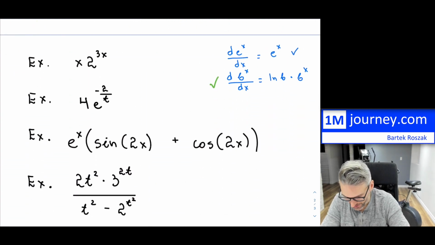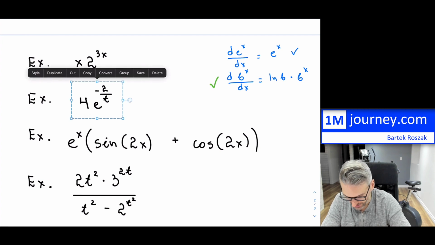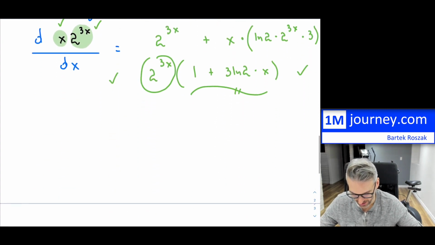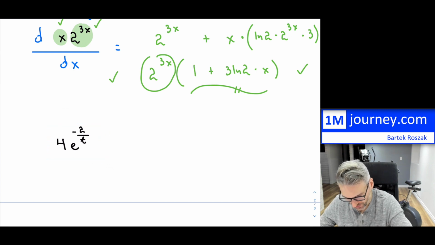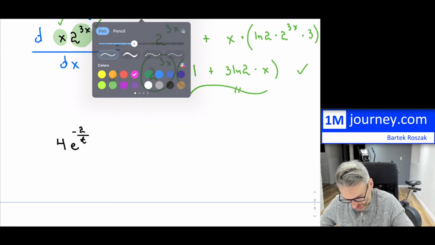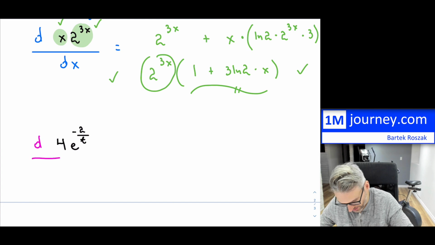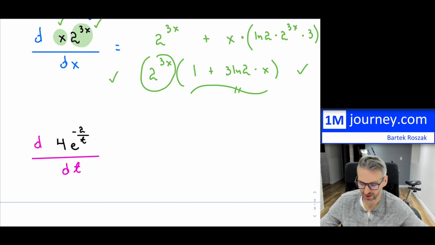Let's take a look at another example. So here is another example. Let me copy this, bring it down, and let's try to take the derivative of this. So what would this be? I'll change colors here. We'll take the derivative, and this is going to be with respect to t. Notice that it is t now that I have.